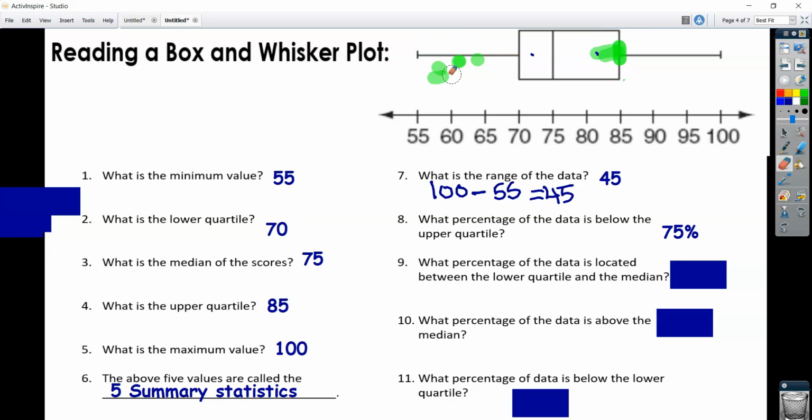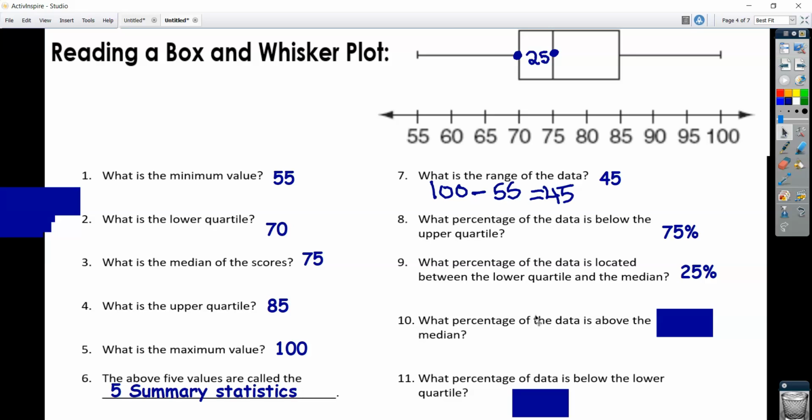So for the next one, it says, what percentage of the data is located between the lower quartile and the median? So the lower quartile is right here, and the median is right here. So when we look at that, it's only talking about this section, so that is simply 25% of the data. Only 25% is represented.